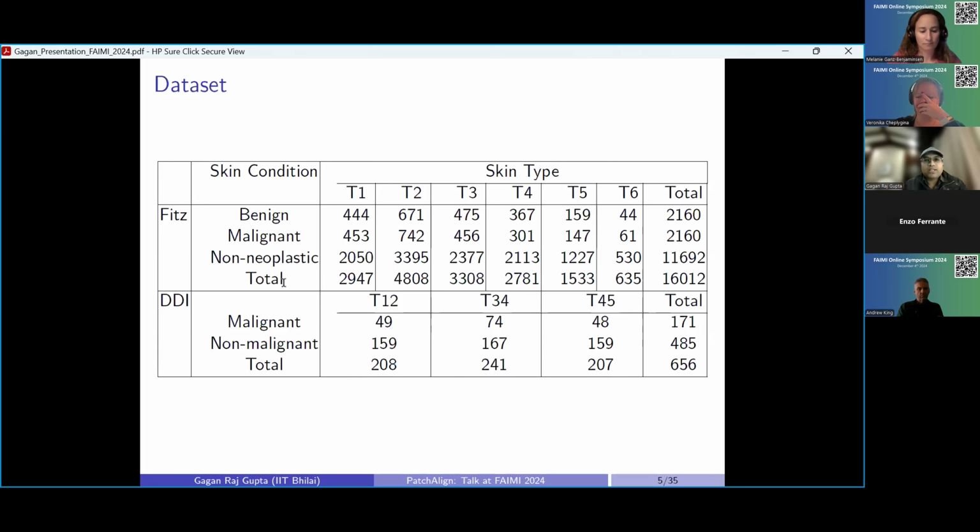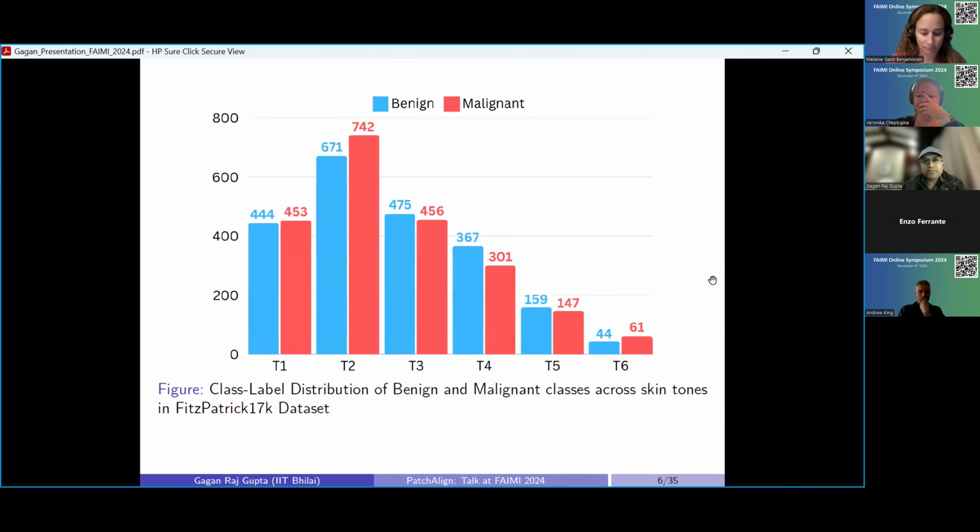There are three broad categories: benign, malignant, and non-neoplastic. Whereas in DDI, I have malignant and non-malignant. The problem with DDI is it's a very small data set, only 656 images. So it's a cleaner, clinically validated data set. Fitzpatrick has more images, but it is noisy and there are mislabels.